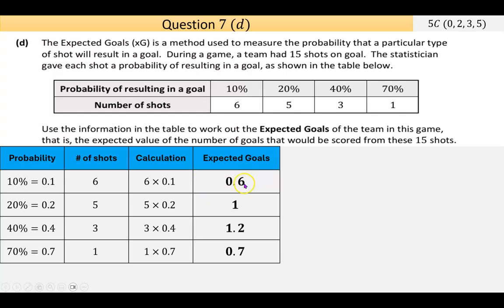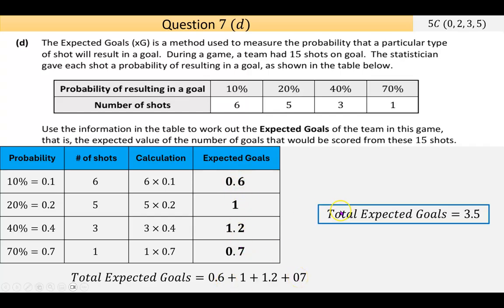0.1 times 6 gives me an expected goals of 0.6. 0.2 by 5 gives me 1. 0.4 times 3 gives me 1.2. 0.7 times 1 gives me 0.7. Now to get the expected goals, we just add those numbers together. We add this column, and that gives me an answer of 3.5.